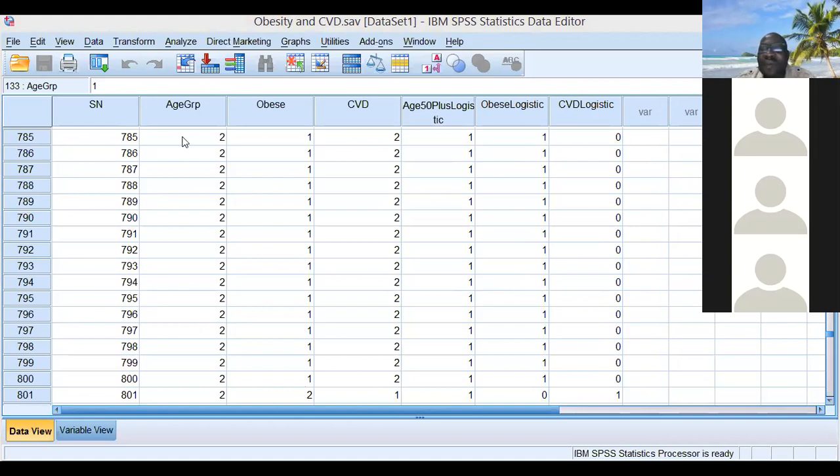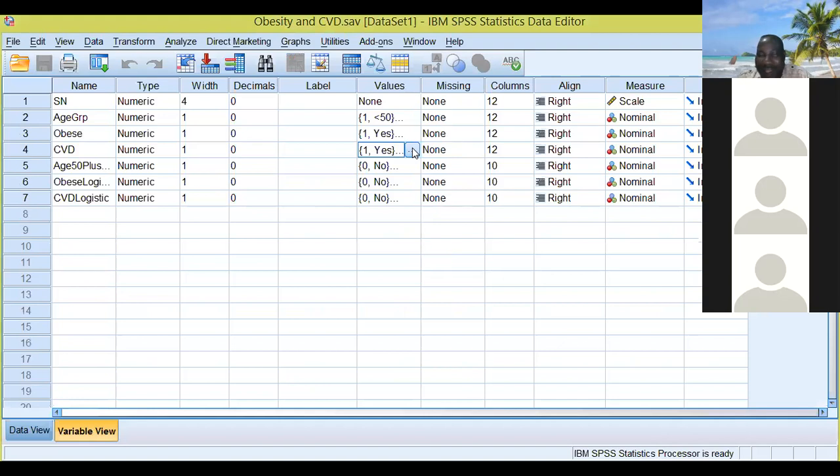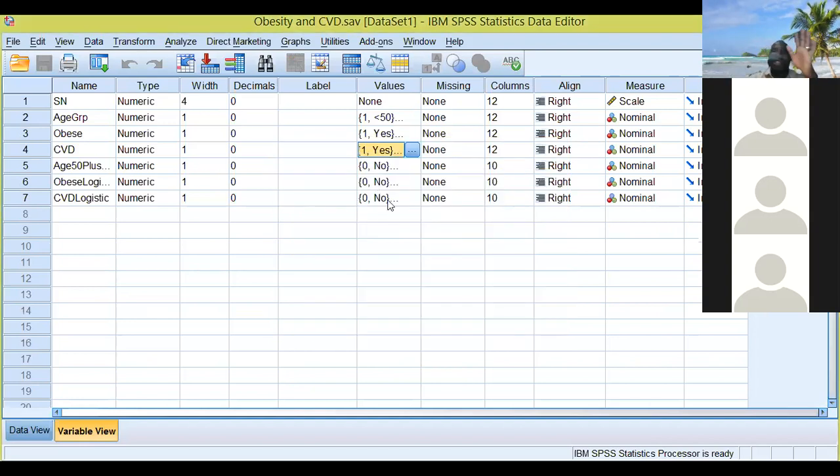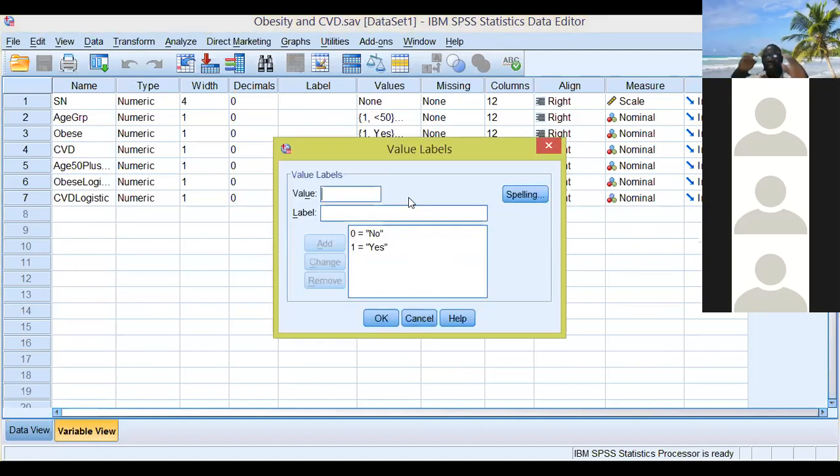Which of them have CVD? If you go to the label, go to view, you see 1 is CVD, 2 is no CVD. You have to do it like that. Then if you look at the one we now want to use for logistic, I have to code it 1 and 0. So the coding you use for the cross tabulation will be different from the logistic.